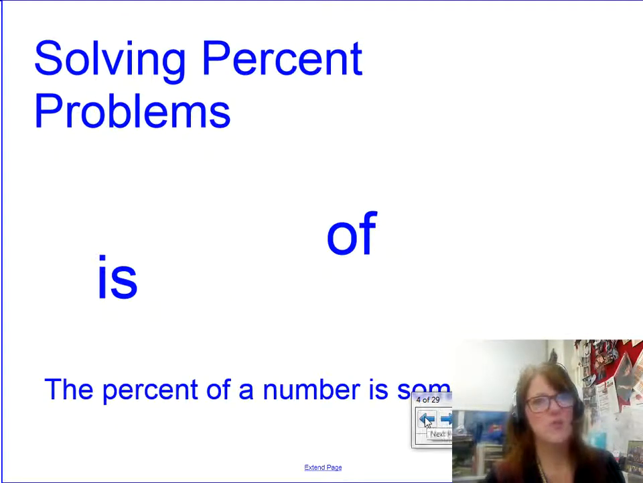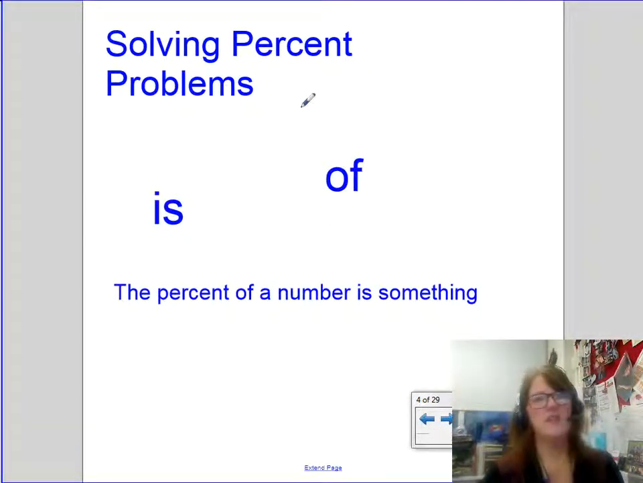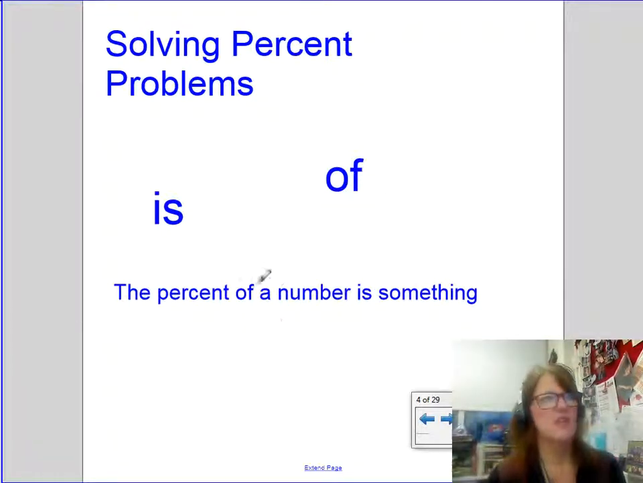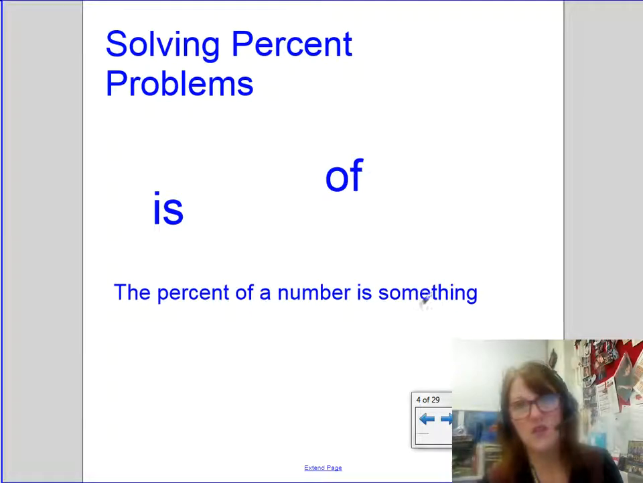Well, here's what I need you to understand. When you see a percent problem, you almost always see these two words, the "is" and the "of." The percent of a number is something, okay? And either you are missing the percent, which is the problems that we were doing in section 3, or you're missing this number, or you're missing the other number. So you're missing one of the three, and this is how we're going to tackle this in an algebraic way.